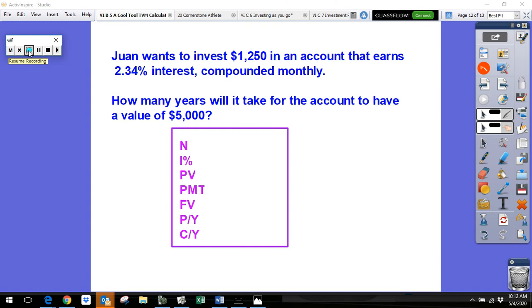All right, now let's meet Juan. Juan wants to put in $1,250. He has an account that earns 2.34% interest. It's compounded monthly. How many years is it going to take for that initial amount, $1,250, to turn into $5,000? So these are the letters. Now I'm pulling away the words so we can start thinking about what goes where. And again, we are not working with any payments. This is just a one-time. He's going to put in $1,250. He wants it to grow to be $5,000. So think about where those numbers will go.